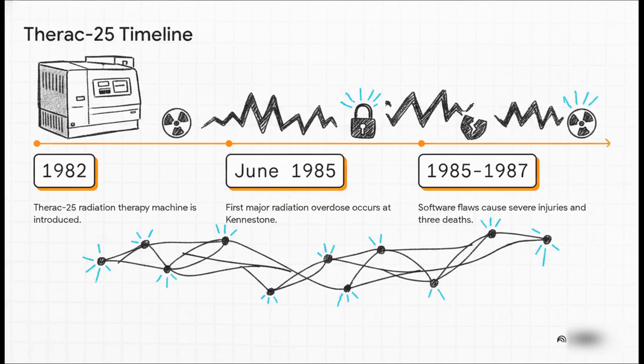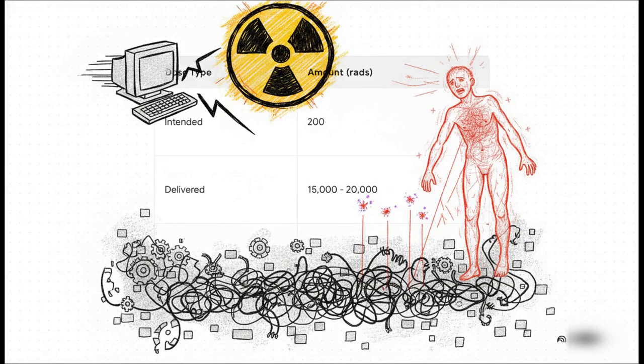Now, previous models relied on physical, foolproof hardware locks just to ensure they were safely configured before firing any radiation. But with the Therac 25, engineers made a fatal assumption. They removed those physical locks entirely, placing their ultimate trust solely in the software. And that overconfidence had absolutely catastrophic results.